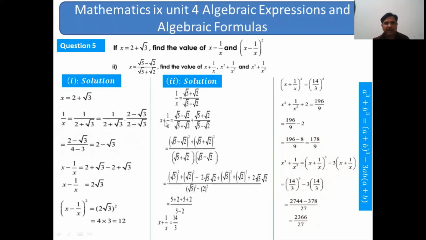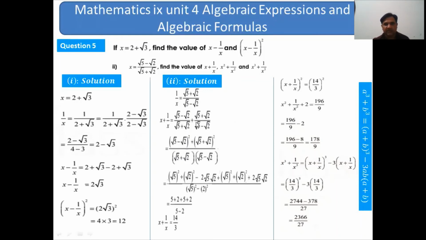So first we find x plus 1 over x. So this is the value of x, and this is the value of 1 by x. First we have to take the LCM, and the LCM of these values is square root of 5 plus square root of 2 times square root of 5 minus square root of 2. So this cancels out with this one, and when we multiply this with this one, we have square root of 5 minus square root of 2 whole square. Again, square root of 5 minus square root of 2 cancels out with this one, and we are left with square root of 5 plus square root of 2.